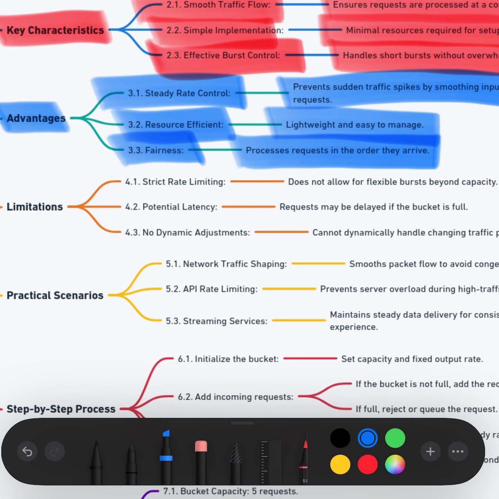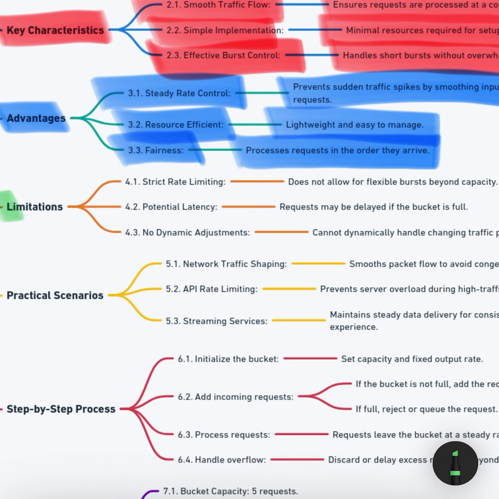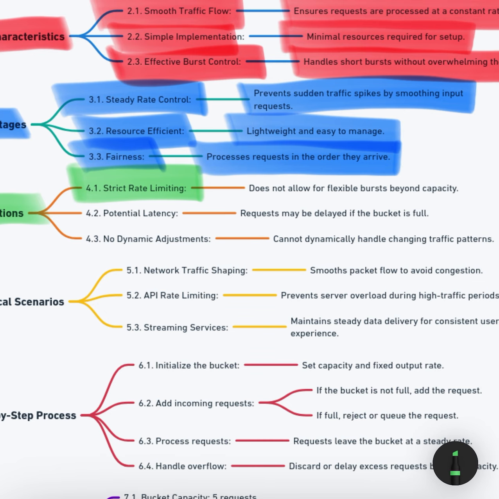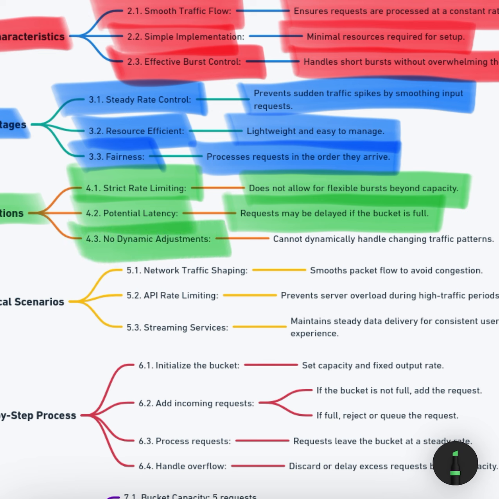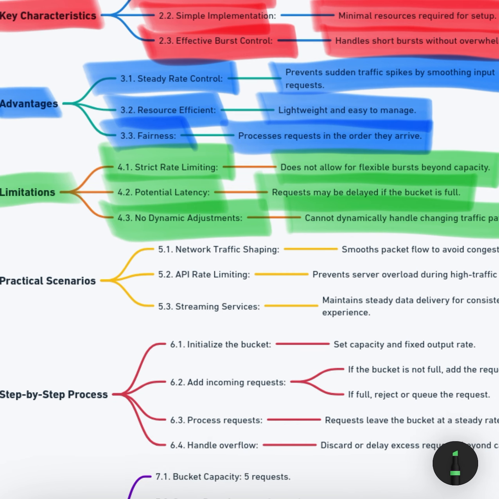4. Limitations. 1. Strict rate limiting. The processing rate is fixed and cannot adapt to sudden increases in demand. 2. Potential latency. Requests may be delayed if the bucket is full and must wait their turn to be processed. 3. No dynamic adjustments. Unlike algorithms like the token bucket, the leaky bucket does not allow for flexibility in handling traffic bursts beyond its capacity.